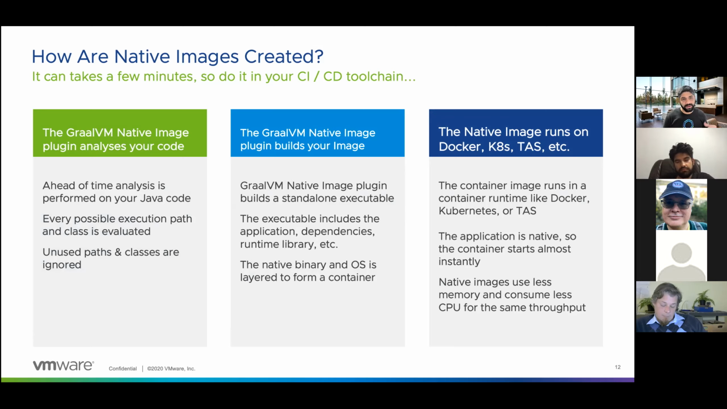But real quick, the GraalVM native image, there is a plugin in the Spring world. What it does is it analyzes your code, and it tries to figure out every possible execution path ahead of time. Unused paths and classes are ignored. There are even flags that the Spring team provides that say, hey, I'm not going to need YAML parsers or XML things. You can just turn it off and they will be completely ignored. So things like that. So there is that analysis phase. Then you actually build the image.